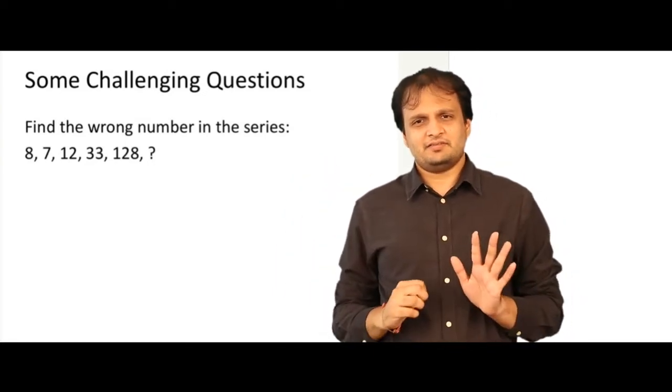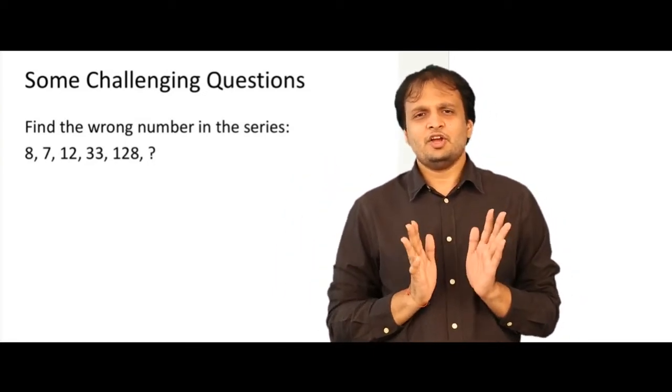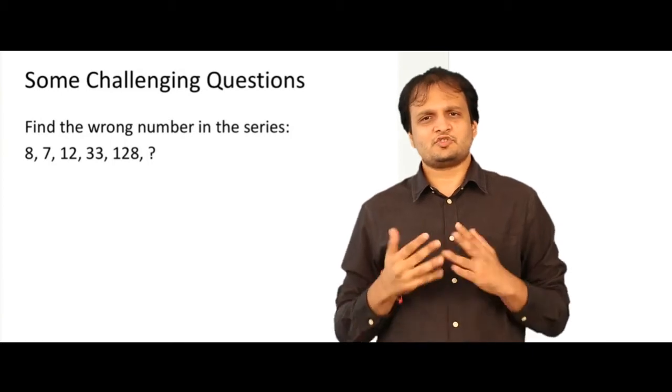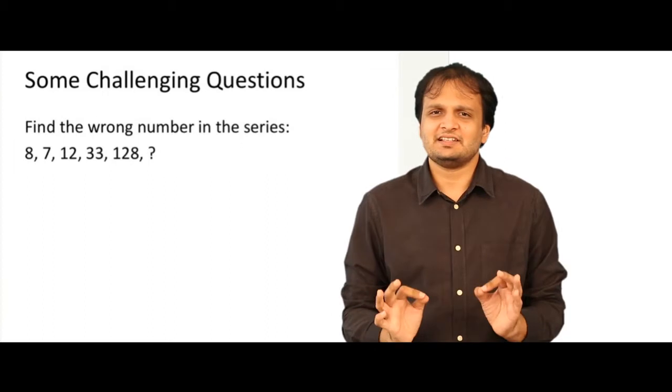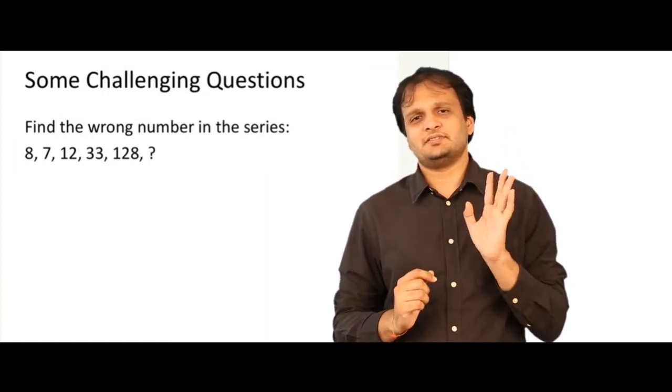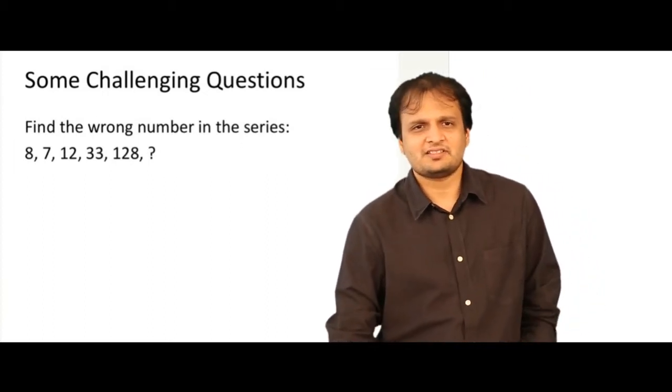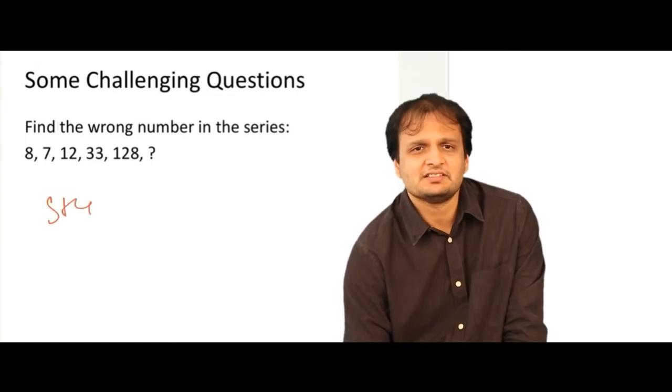But don't worry. If you see something like this, don't panic. Don't say, oh, I cannot solve this. There is no pattern. There is a pattern. How will we be able to do it? Very easily if we follow the two steps. So let's follow step 1. What is step 1? What type of a series is this?